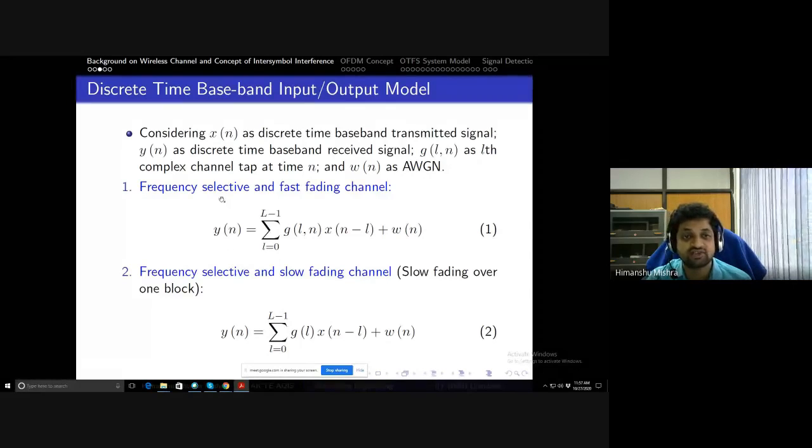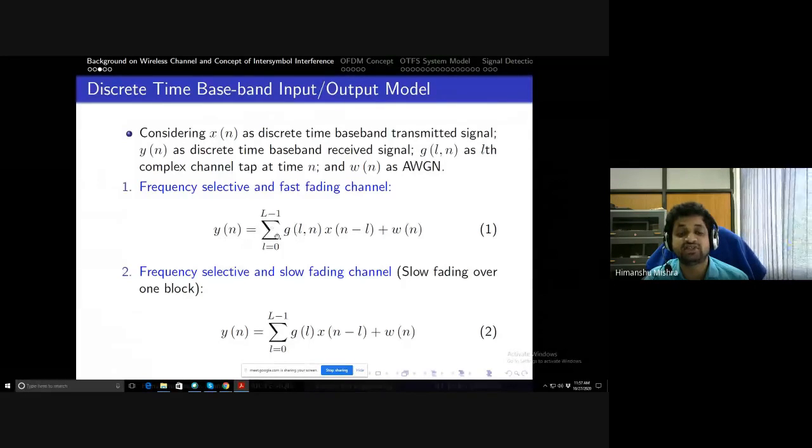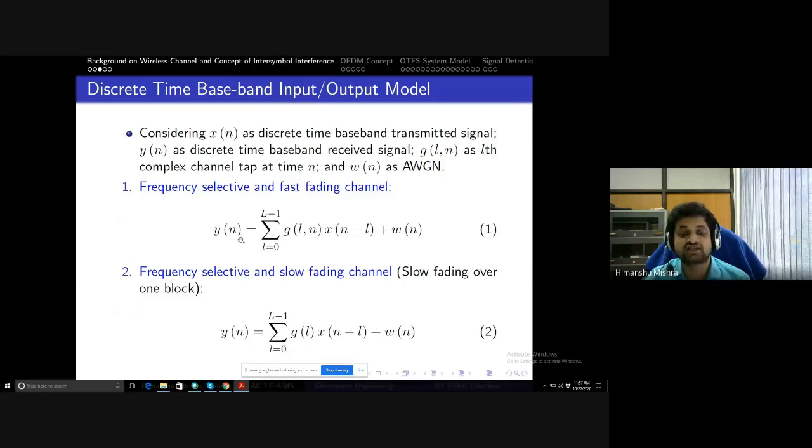So for the frequency selective and fast fading channel, the received signal at n will be a summation like this. You can tell that this is a linear convolution. It is actually not a linear convolution. It will be a linear convolution for a particular n. If you fix the n, then you can tell that this is a linear convolution.